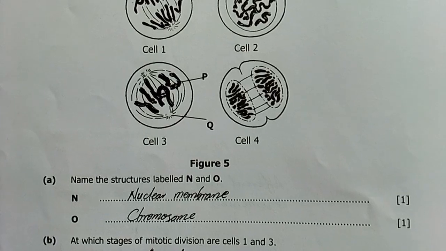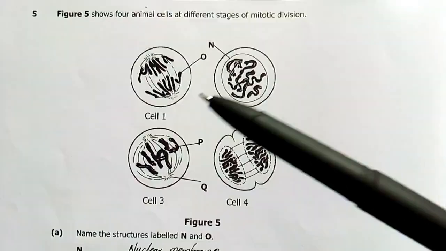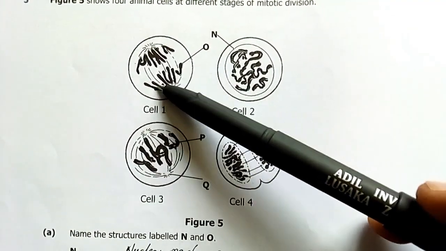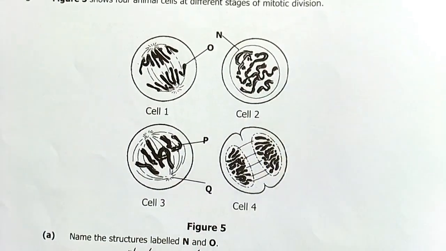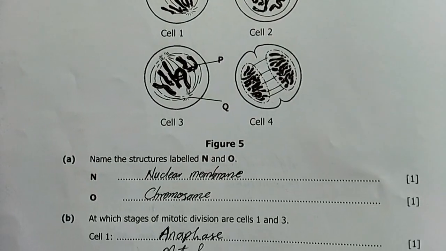So name the structures labeled N and O. Oh, these are chromosomes. These are actually chromosomes, okay? Oh, that's your nuclear membrane or nuclear envelope, okay?